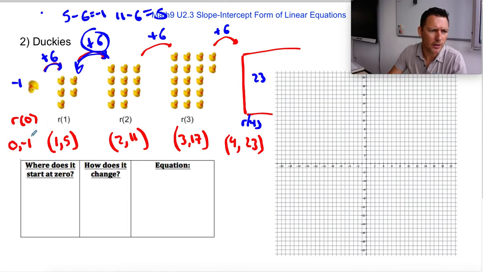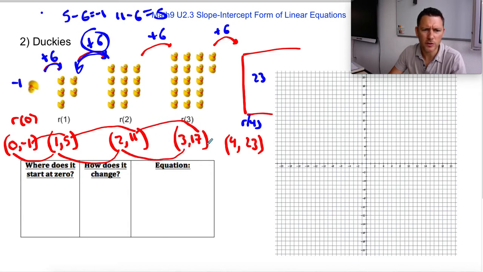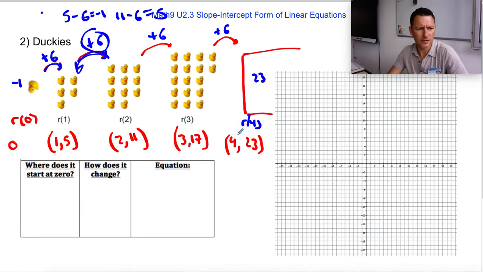But we have -1 ducks, so I think that this would be on the 0th raft. You'd have -1. And that makes sense because every time we go over from 0 to 1, we go up 6 units here. We go from 1 to 2, up 6 units. 2 to 3, up 6 units on the duck number. 3 to 4, up 6 units, right? So we're playing that game. All right. Let's put that back.